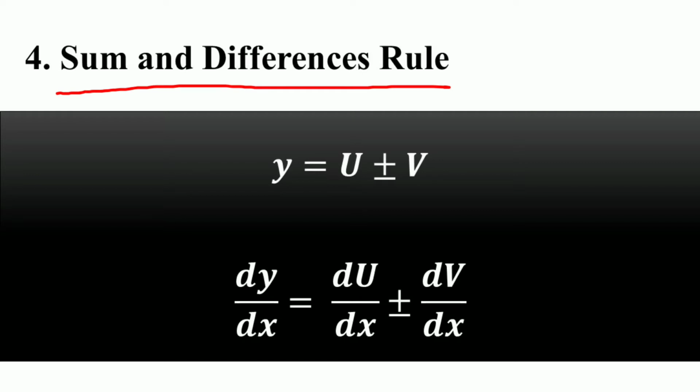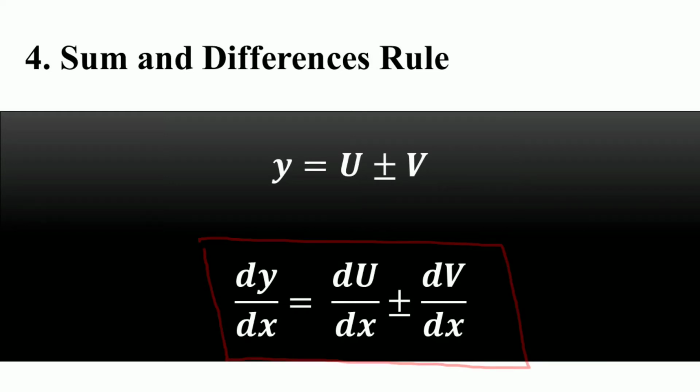The sum and difference rule of differentiation of a function given by y is equal to u plus or minus v, where u and v are differentiable functions, is dy/dx is equal to du/dx, that is the derivative of u, plus or minus dv/dx, that is the derivative of v. That means the derivative of a function u plus or minus v, where u and v are differentiable functions, is equal to the sum or difference of the derivatives of the individual functions.